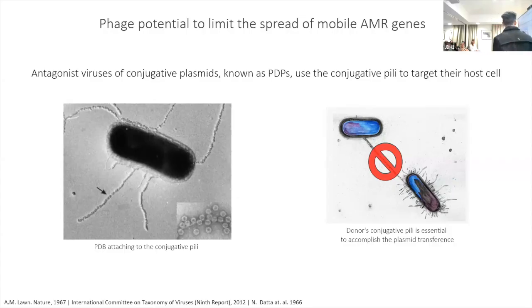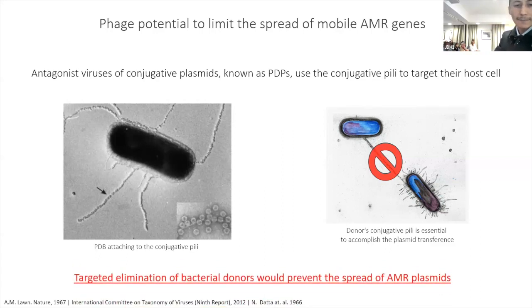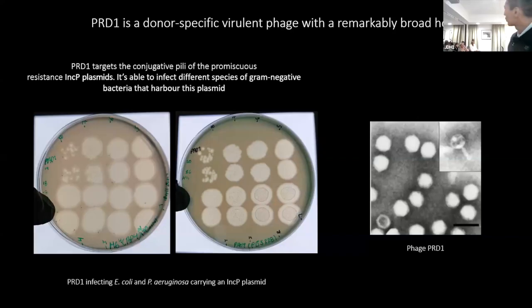These donor-specific phages, pili-dependent phages, or sex pili-dependent phages, which we usually call PDPs, that is, plasmid-dependent phages, are quite abundant in nature, but a bit hard to isolate. So the plan is blocking the conjugation mechanism.